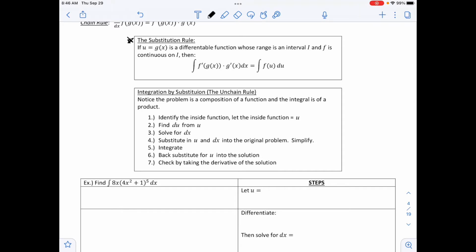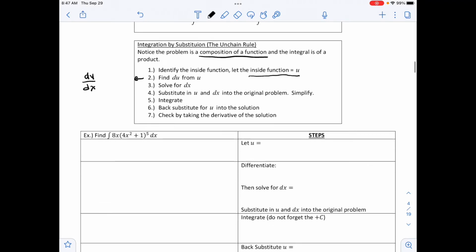Notice the problem is a composite function, or a composition function, where there's an inside and an outside function. First thing to do is identify the inside function. The inside function we're going to set equal to u. Step 2 says find du from u, and we get that by taking the derivative of u with respect to x. And then we're going to solve for dx. Substitute u and dx into the original problem. Simplify. 5 says integrate, 6 is back sub in for u into the solution, and 7 is to check by taking the derivative of the solution.